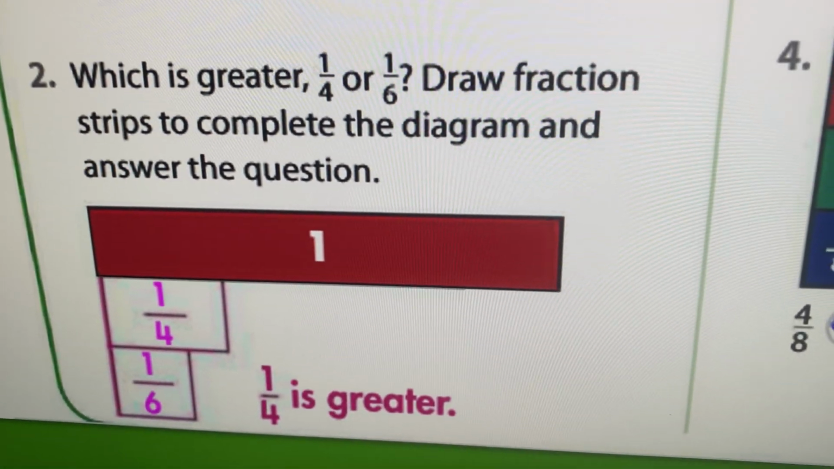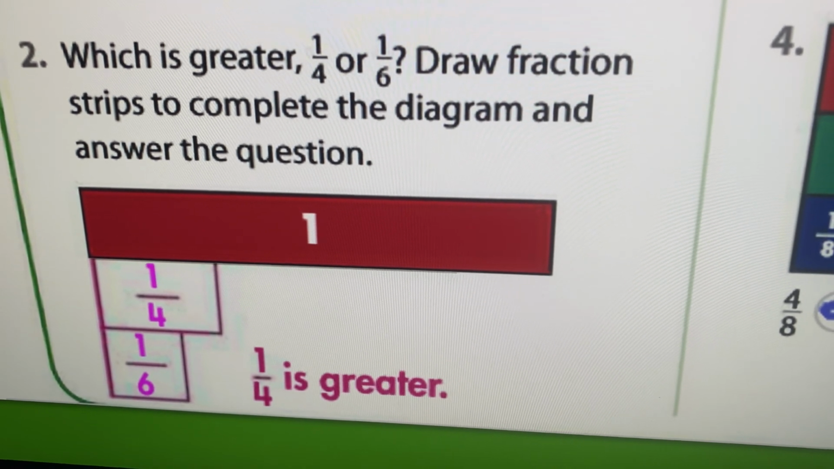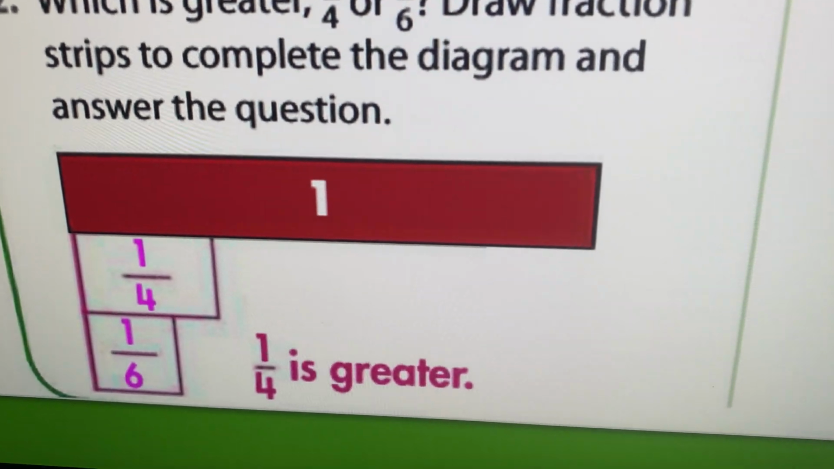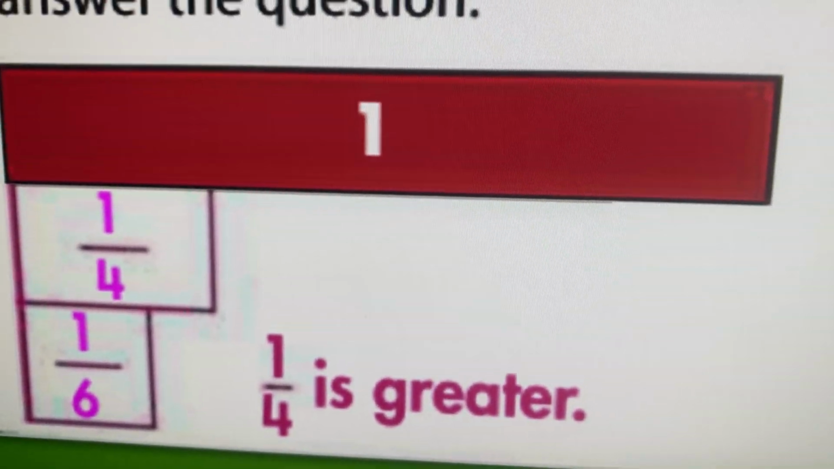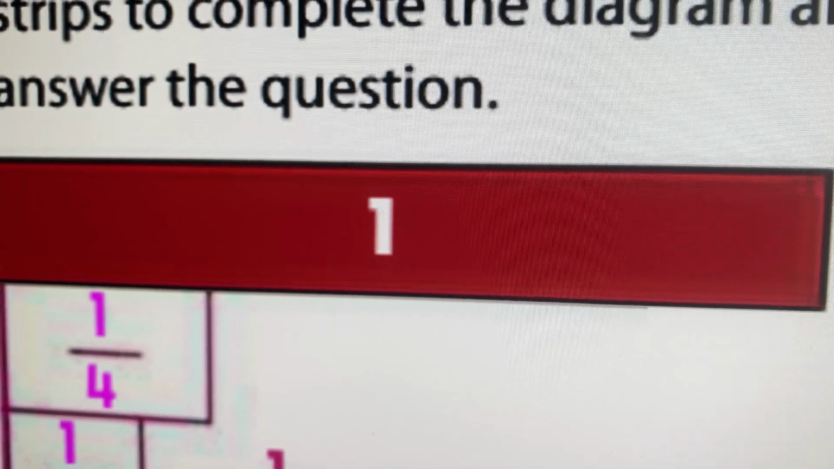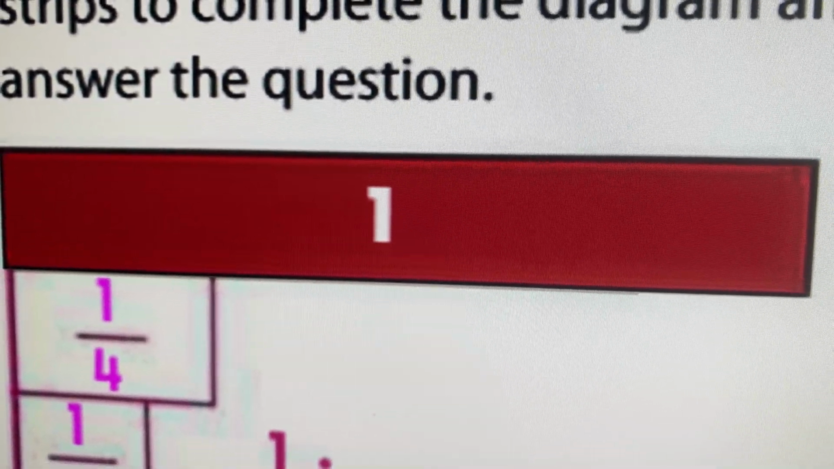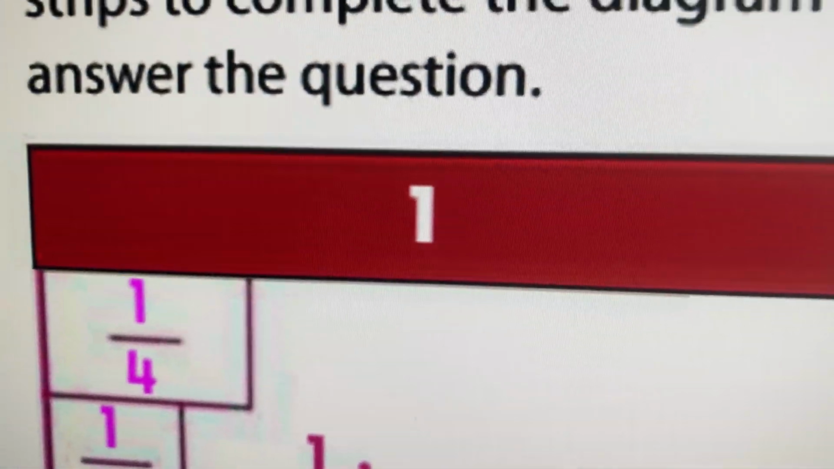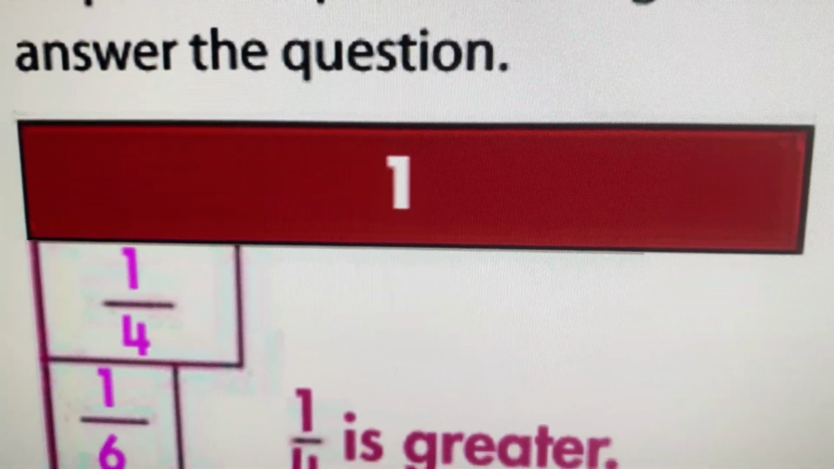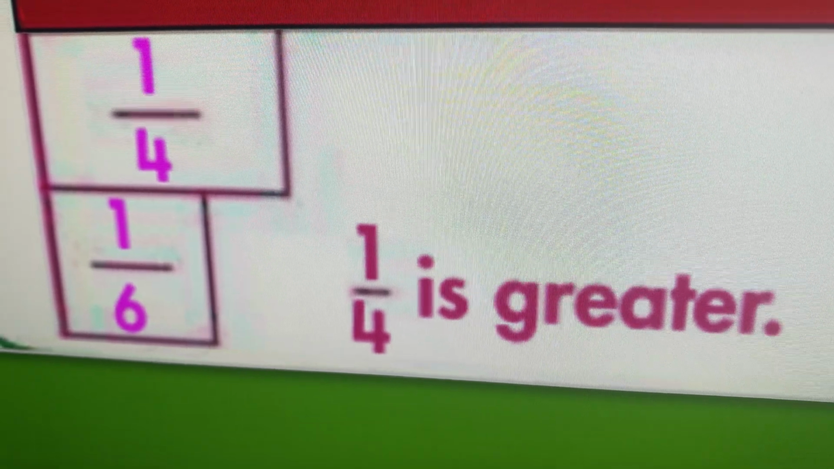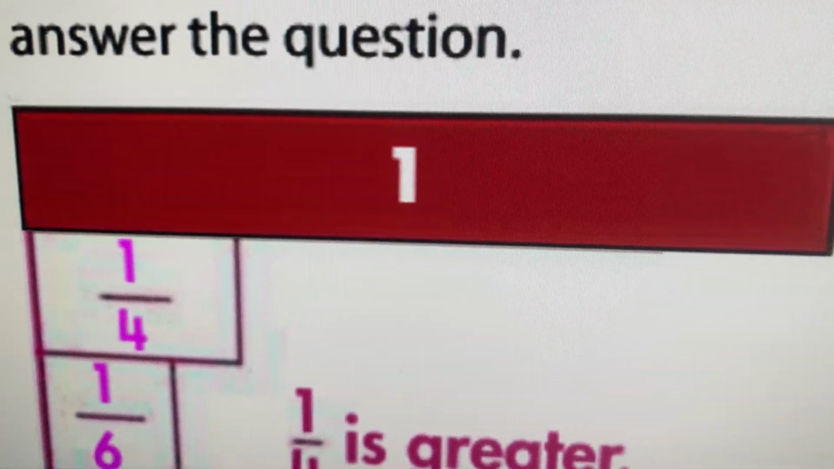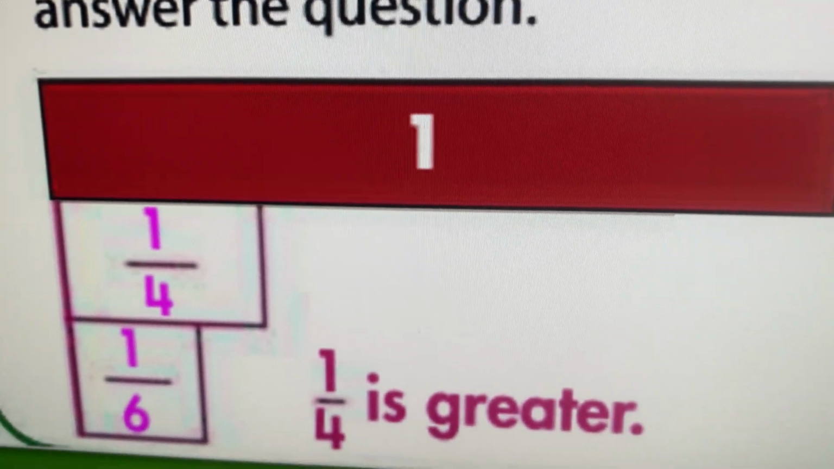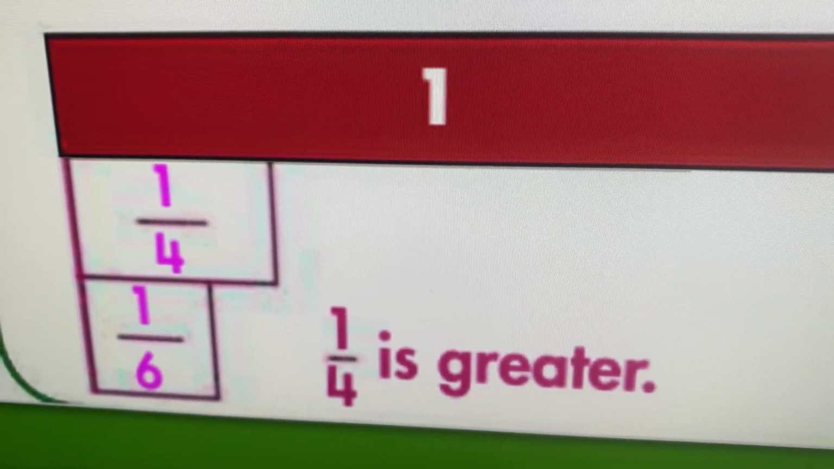Which is greater, 1/4 or 1/6? Draw fraction strips to complete the diagram and answer the question. Here, if I want to break this model into 4 equal parts, 1/4 will be this size. But if I wanted to break it into 6 equal parts, 1/6 will be this size because I need to break it into more equal parts than 4. So 1/4 is greater.